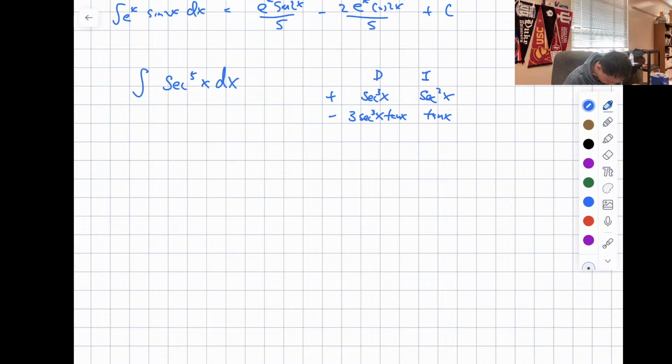No, then you're going to integrate it. All right, so I'm going to write it out. So this one is equal to, this one's going to be the first one, so it'll be secant to the what?